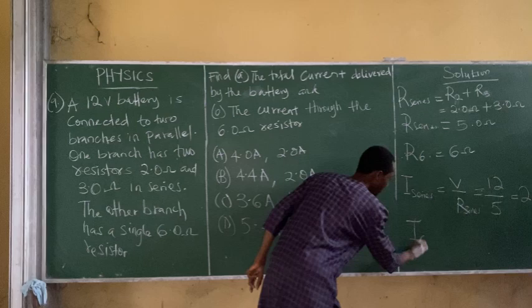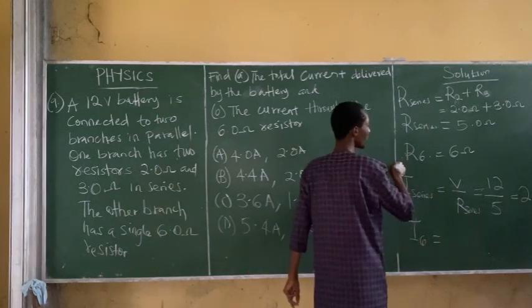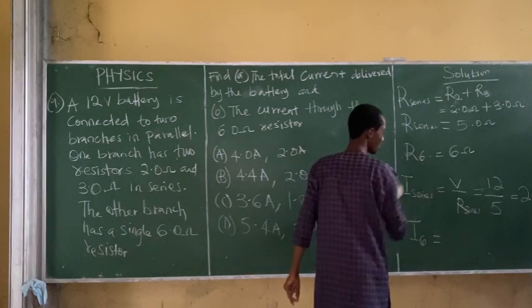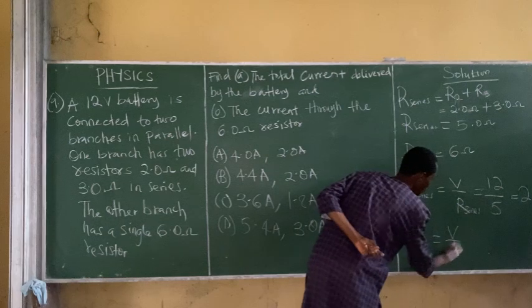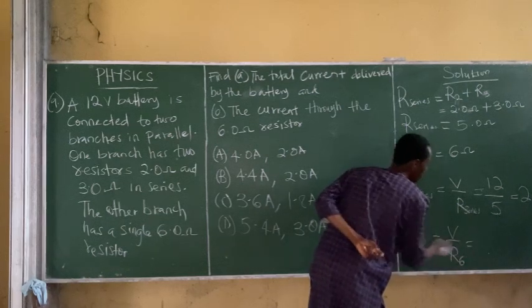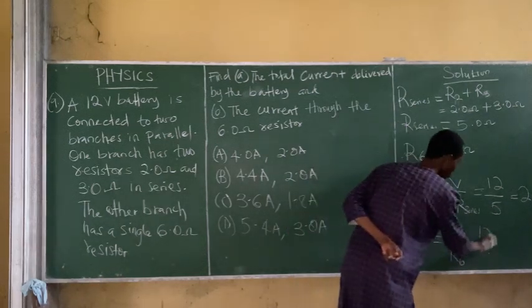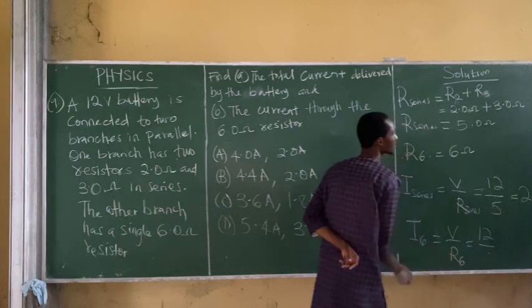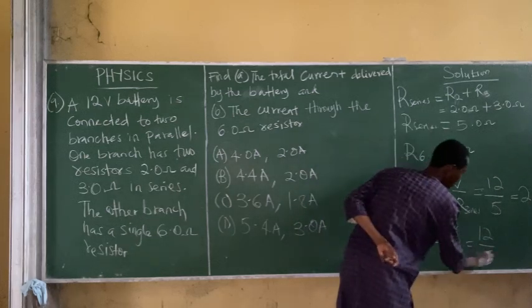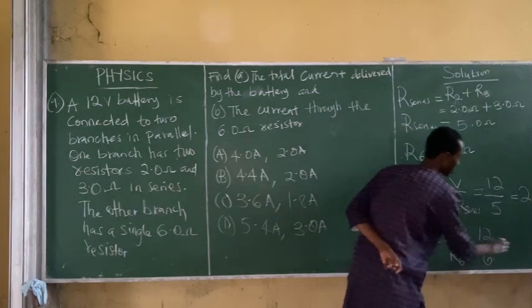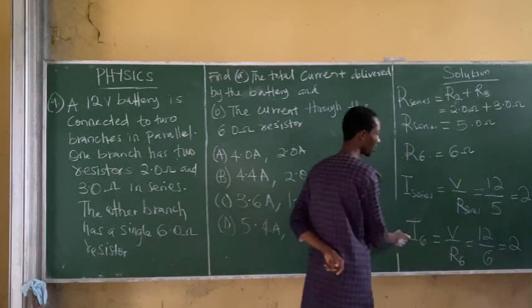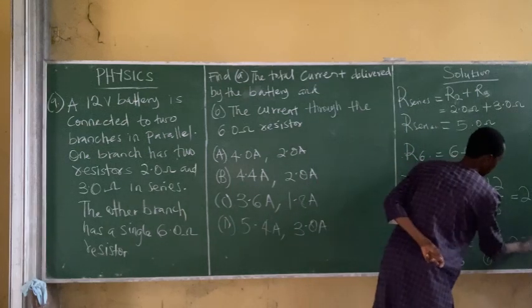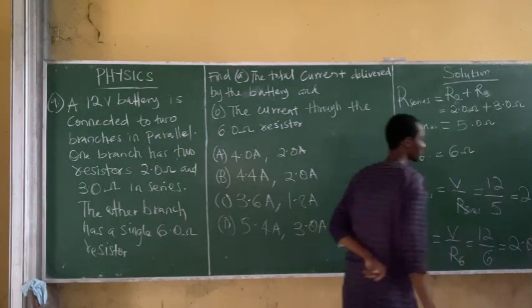For I6 now, for the current flowing through this particular resistor, we have V over R6. The V remains 12 volts divided by the R6. R6 is what? 6. 12 divided by 6 gives us 2. The unit for current is what? Amps. Let's say 2.0 amps.